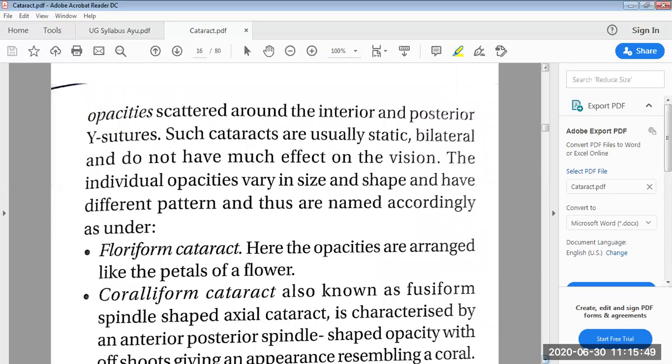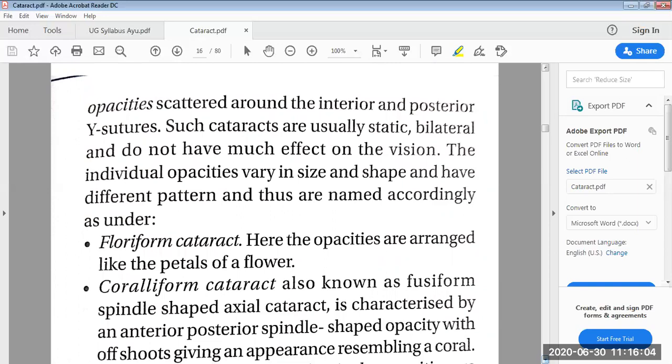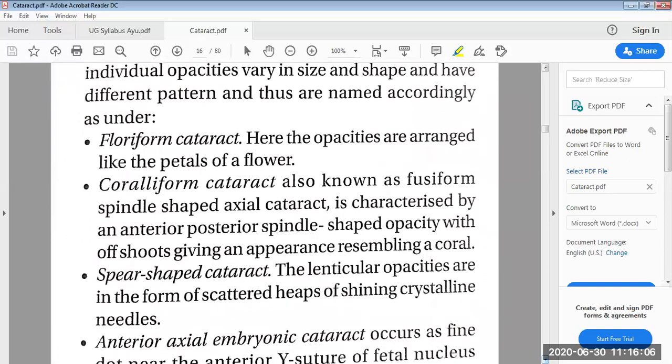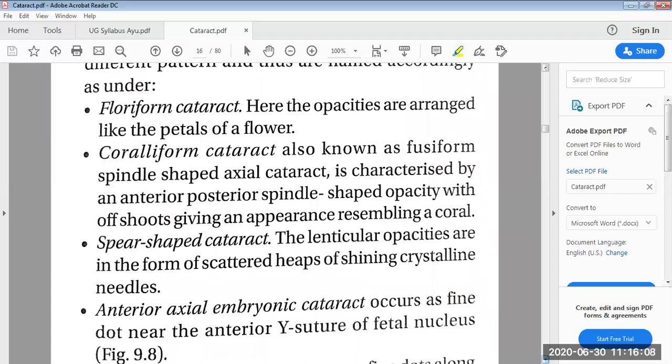The individual opacities vary in size and shape and have different patterns, and thus are named accordingly, like floriform cataract. Here the opacities are arranged like the petals of a flower. The next is the coralliform cataract, also known as the fusiform spindle-shaped axial cataract. It is characterized by an anterior posterior spindle shaped opacity with offshoots giving an appearance resembling a coral.